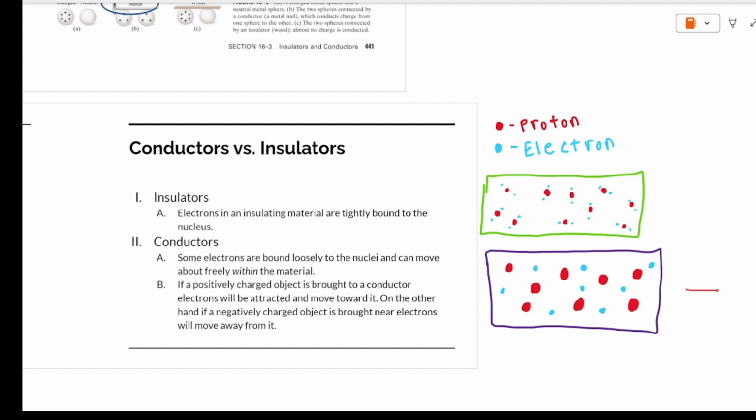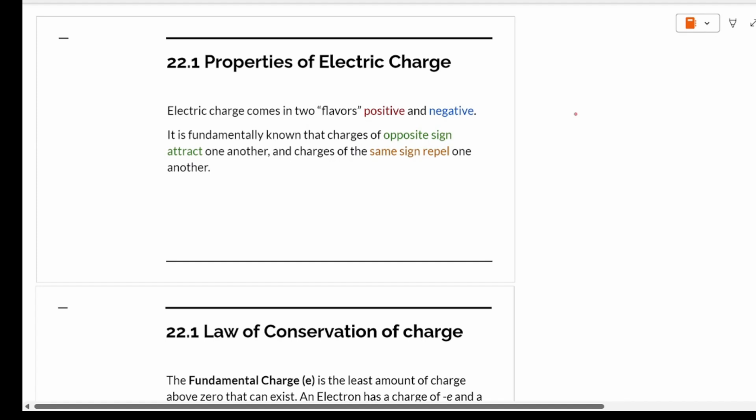Now say there's a positive charge on the right side of this brick. Some object is positively charged, and you bring it next to this brick. All the electrons are going to be attracted to this positive charge, and they can freely flow to the right side of this conductor.